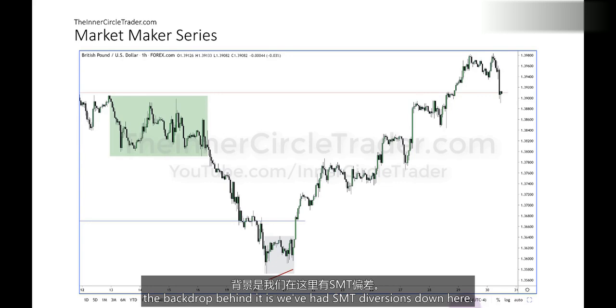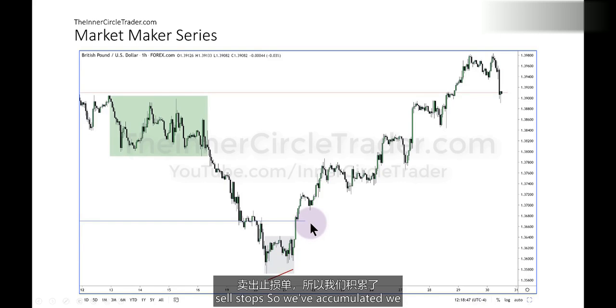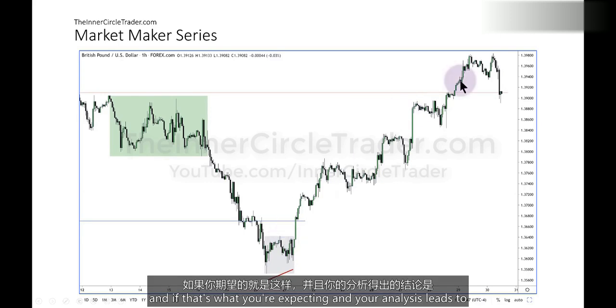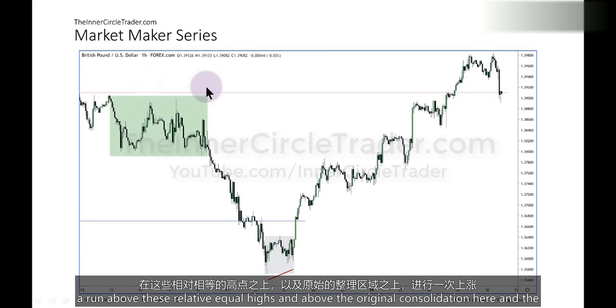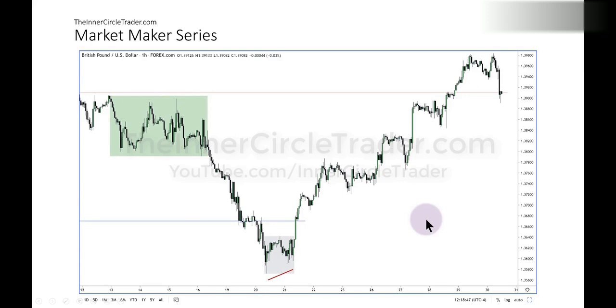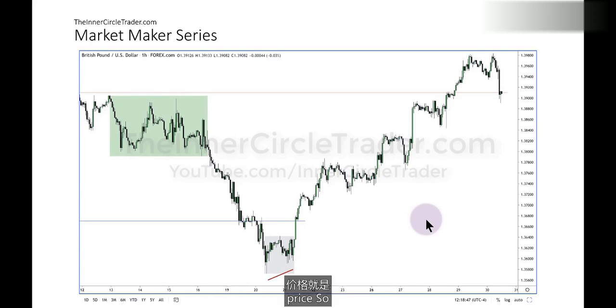But the backdrop behind it is we've had S&P divergence down here. We've cleared out daily sell stops. So we've accumulated. We have a market maker buy model underway. And if that's what you're expecting and your analysis leads to a run above these relative equal highs and above the original consolidation here in the market maker buy model, let's incorporate the elements of time and price.